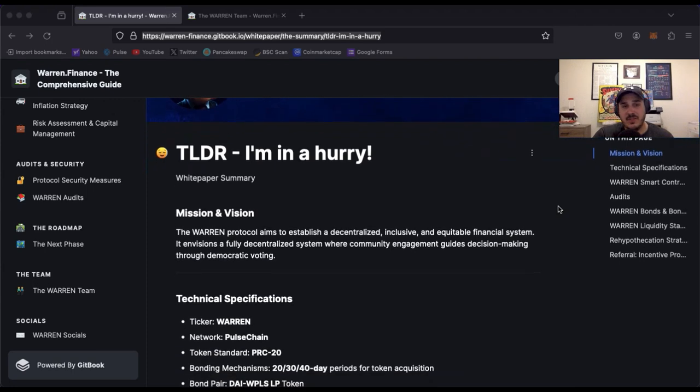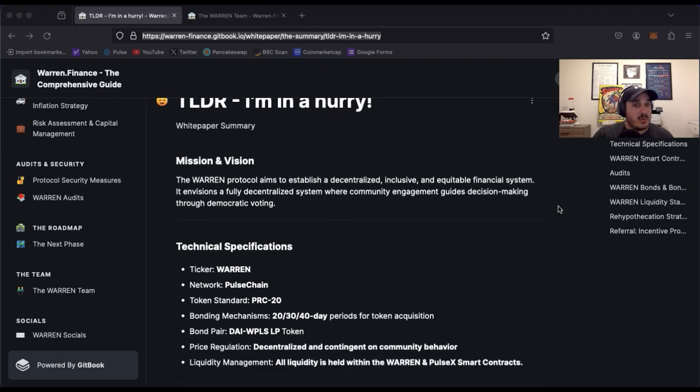So the mission and vision. The Warren protocol aims to establish a decentralized, inclusive, and equitable financial system. It envisions a fully decentralized system where community engagement guides decision making through democratic voting.